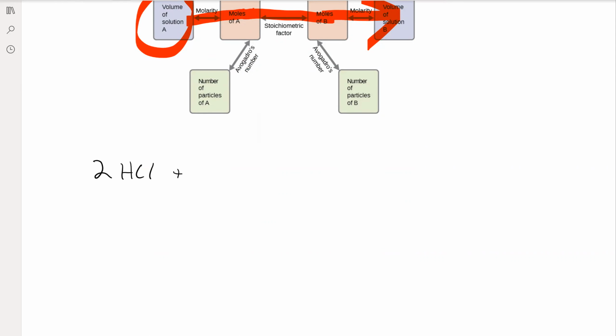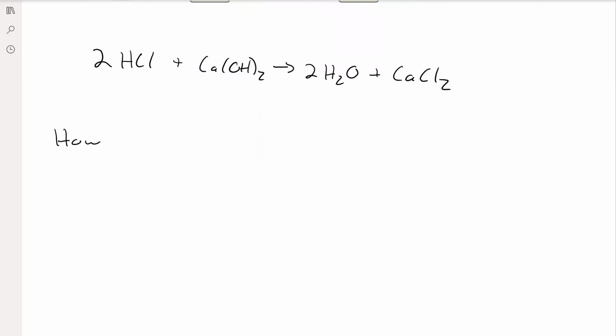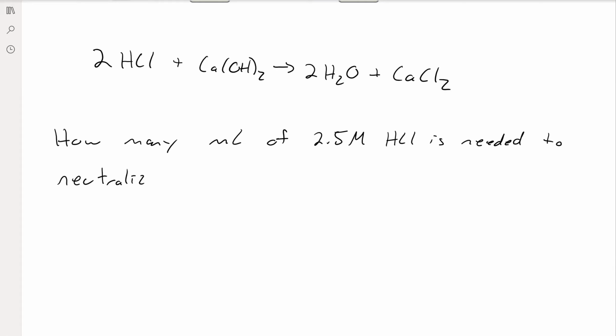So we have 2 HCl reacting with a calcium hydroxide to form 2 molecules of water, or 2 moles of water, interchangeable, and some calcium chloride. And our question asks us how many mL of 2.5 molar HCl is needed to neutralize 58 mL of 1.0 molar calcium hydroxide.